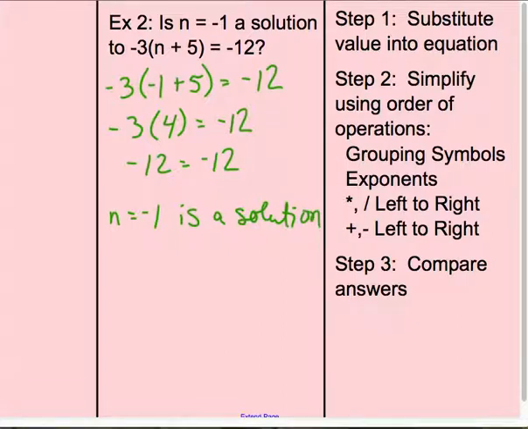Again, a reminder, a solution is a value that makes the equation true. As we saw in our first example, x equals 4 was not a solution because it made the equation untrue. So when we get into solving equations, we're looking for the value that will make the equation true.